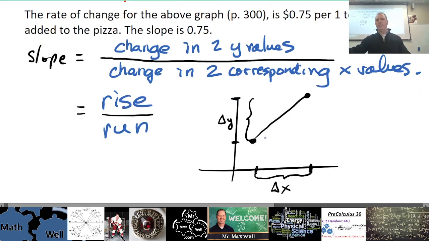Now notice I have on the graph here, and I don't know if you've ever seen this before. Have you ever seen this symbol right here? A little triangle. Have you ever seen that? No? Yes?